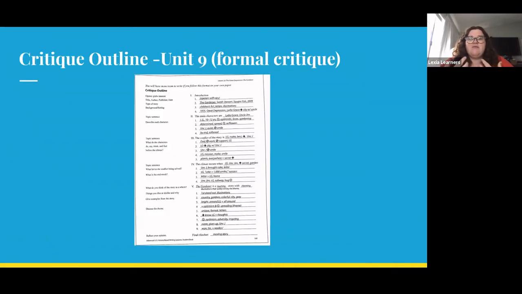But then the last one is a formal critique. So this is where they would read a section and critique how it was written. So taking the information they know about how to come up with a conflict, how to come up with the climax, all those different things, and critiquing someone else's writing. So they're not doing any writing after this. They are just critiquing in Unit 8.